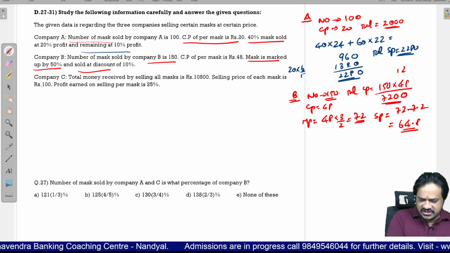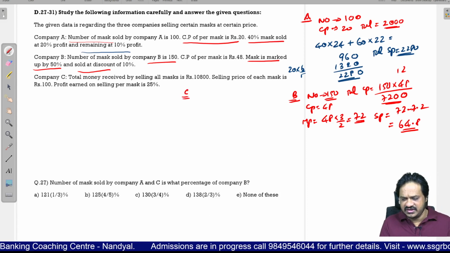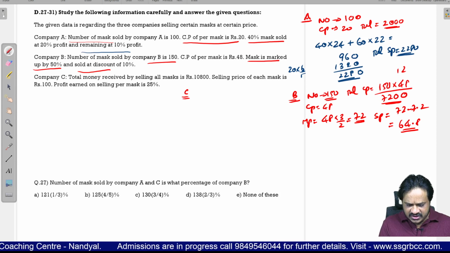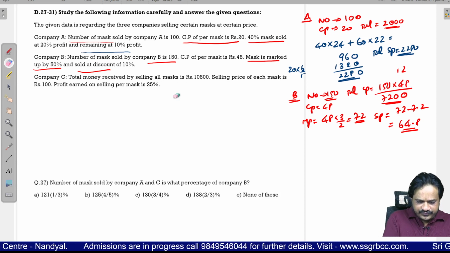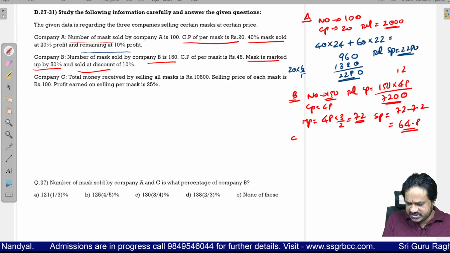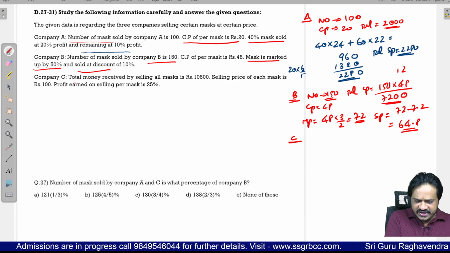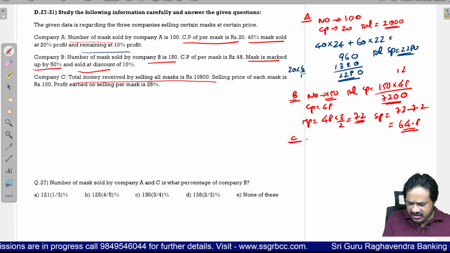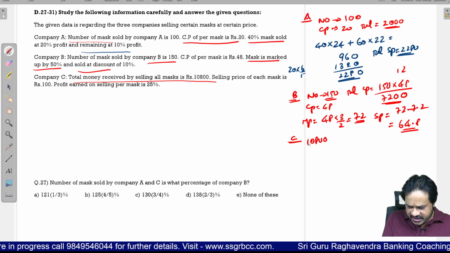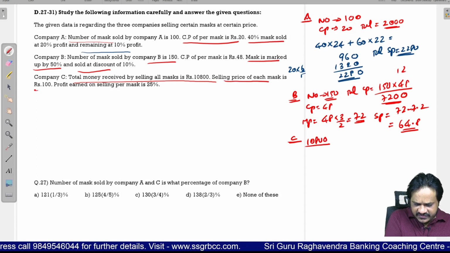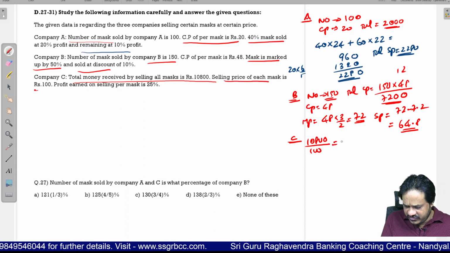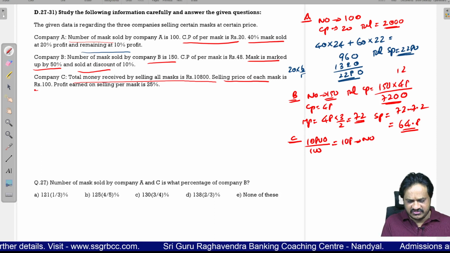Now, let us talk about C. In C, total money received by selling all masks is 10,800. Selling price of each mask is 100. Therefore, the number is 108. This is the number of the masks, 108.